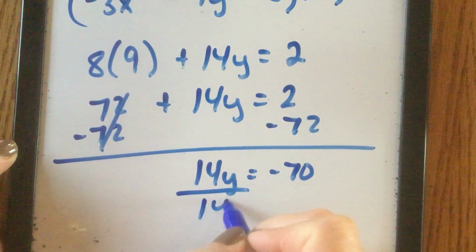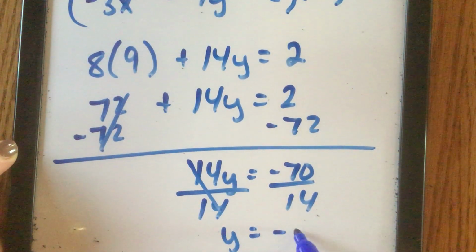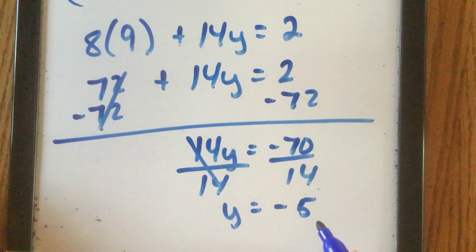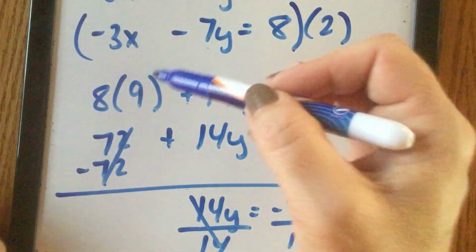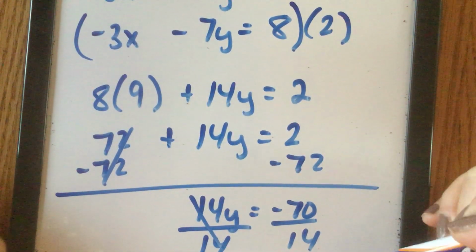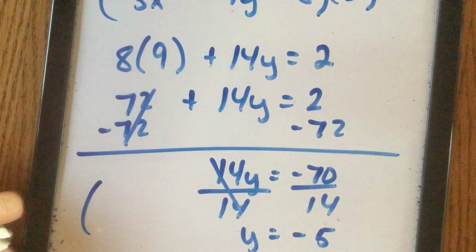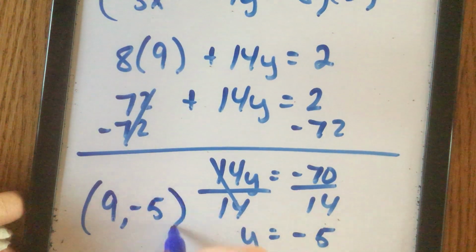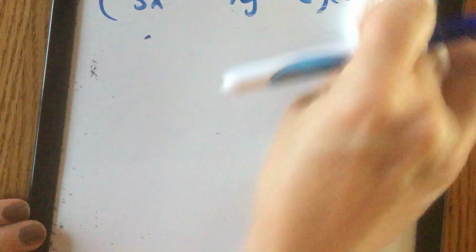And if I divide both sides by 14, you can grab a calculator for this, but I know that's going to be negative 5. So once you have your first answer, my 9, you plug it back into the equation and solve for your second answer. So then you write your final answer as x comma y, remember. So it's 9 comma negative 5. Okay, let's do another one like that. So we're just adding steps.